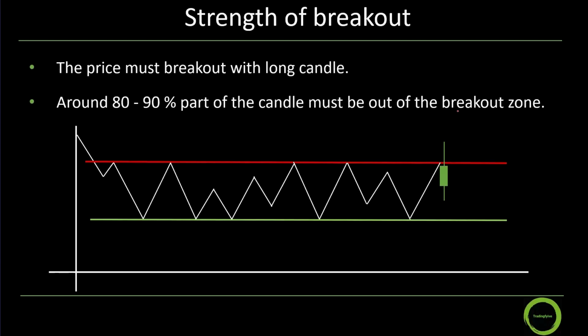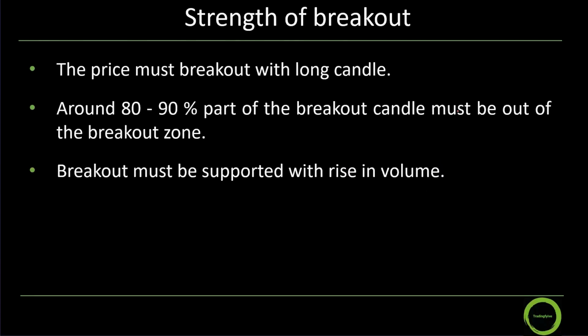So one thing to keep in mind is that when most part of the candle is out of the breakout zone, then the breakout may be strong. Our third rule says that the breakout must be supported with a rise in volume. The rise in volume indicates that more and more trading is occurring in the stock, which is leading to the breakout. So the probability of a genuine breakout is more when there is a rise in volume.